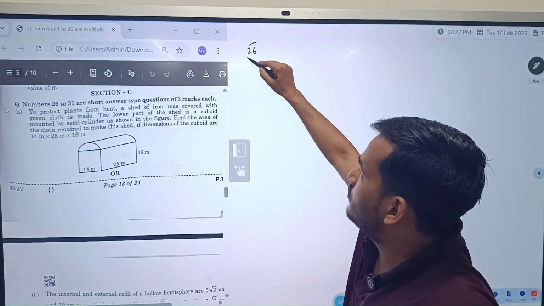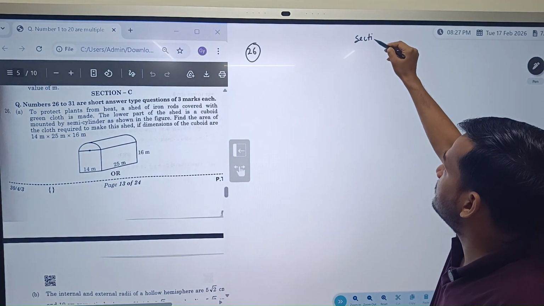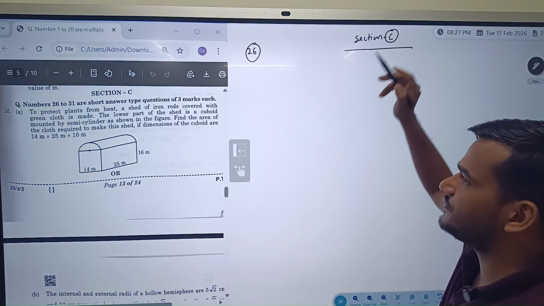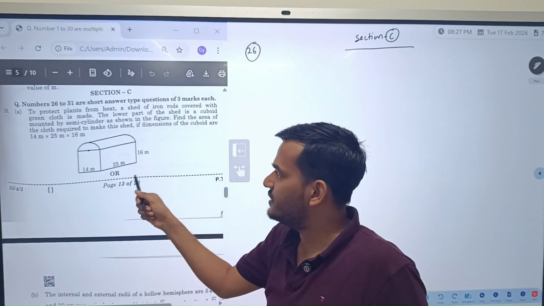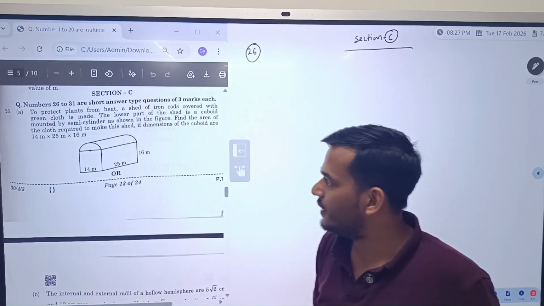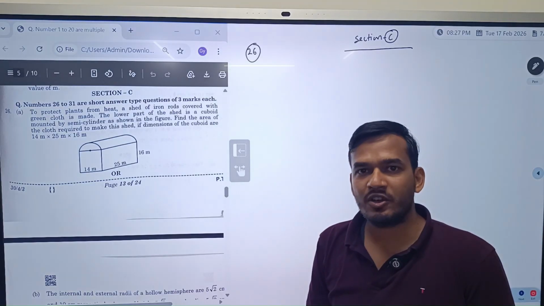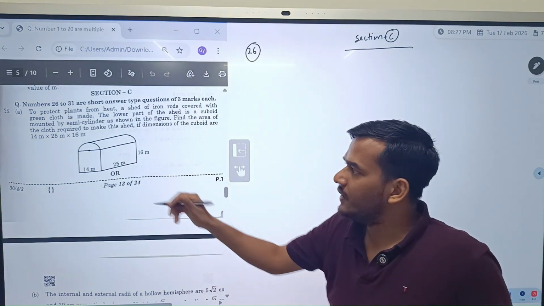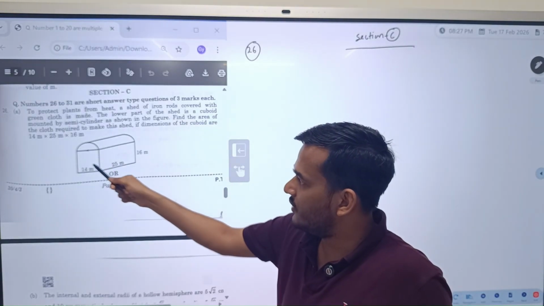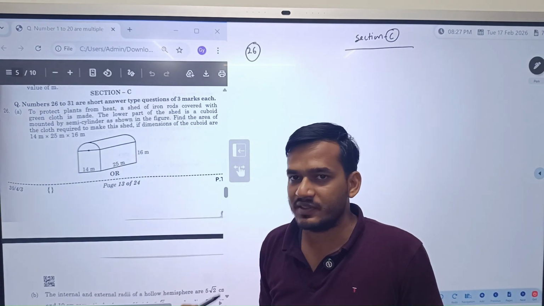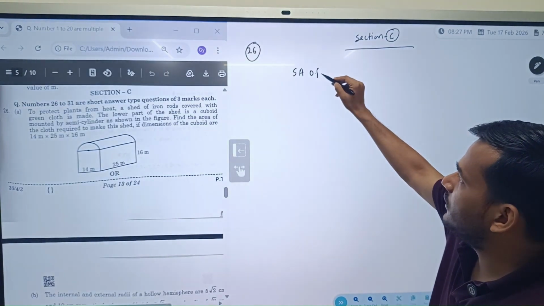So next, moving to question number 26, section C. See, in this part, we have to find the surface area of this figure. In this figure, there is a cuboid, and on the upper part of this, there is a half cylinder. So in this figure, in the cuboid, there are 4 surfaces. First we find the surface area of the cuboid.